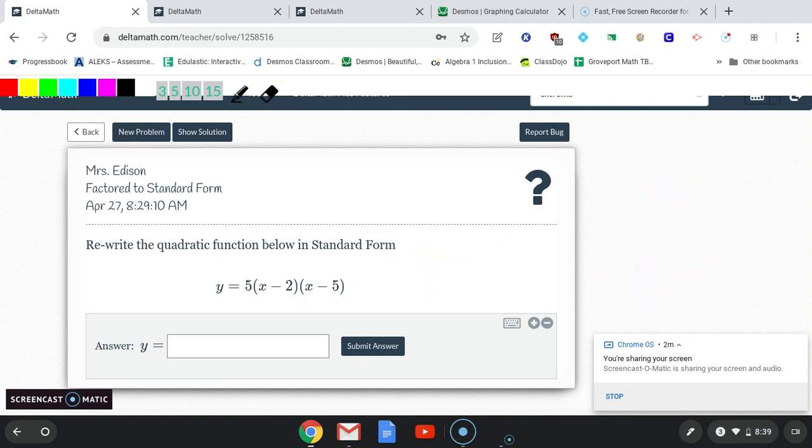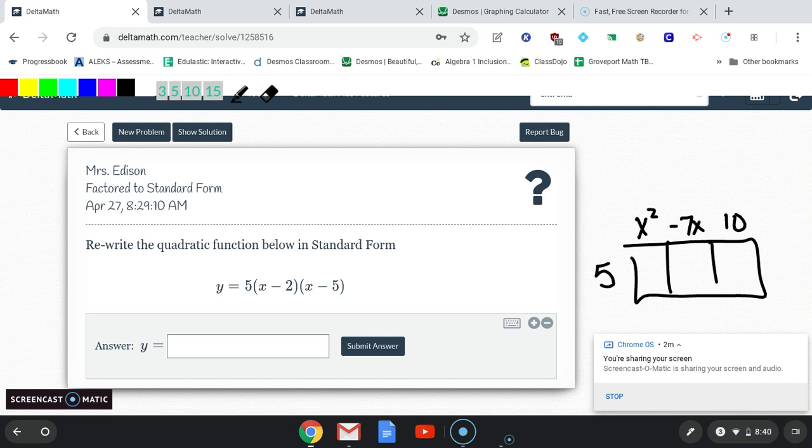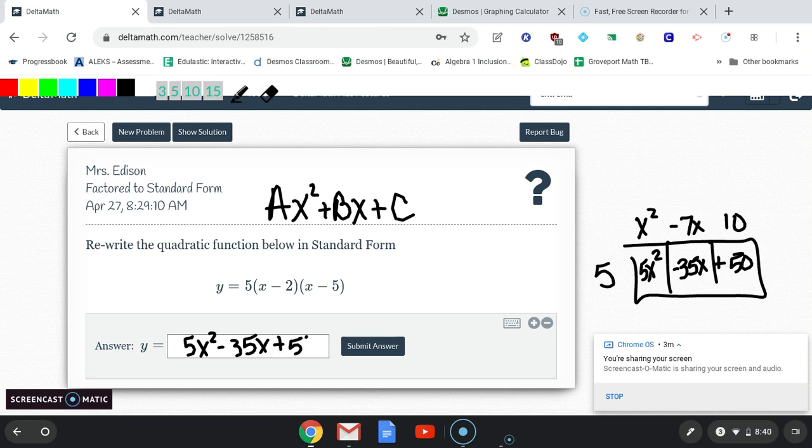Oh, let's try that again. So I had x squared, negative 7x, and 10, and 5 over here. So remember, when we're talking about standard form, that's where we had ax squared plus bx plus c, where a, b, and c are all numbers. So I can put this in here. It's going to be 5x squared minus 35x plus 50. 5 is A, negative 35 is B, and 50 is C.